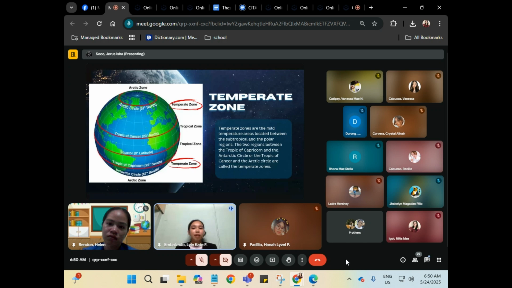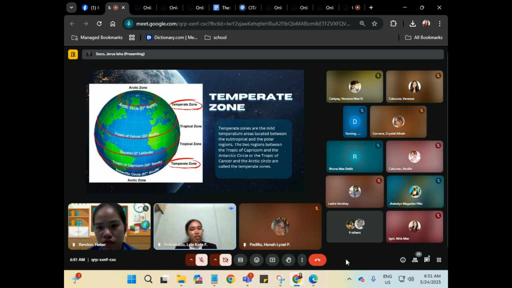So they extend between the latitude of the Tropic of Cancer, as you can see in the north, and the Tropic of Capricorn in the south, as you can see in the picture there. So temperate zones, class, generally experience all the major seasons in the year, which are summer, winter, autumn, and spring. They are located in the polar and subtropic region.